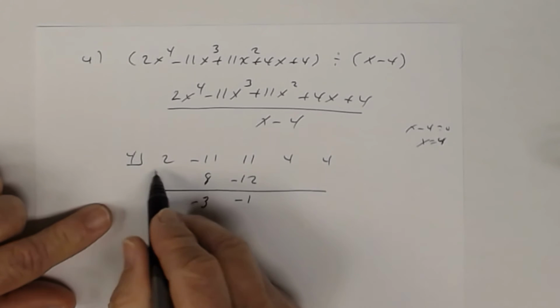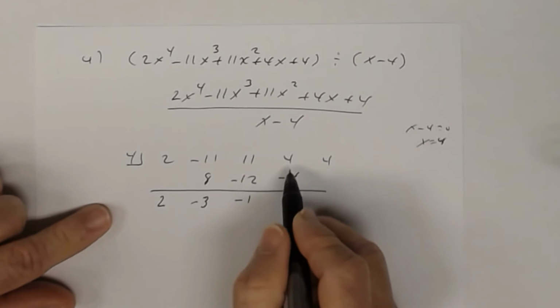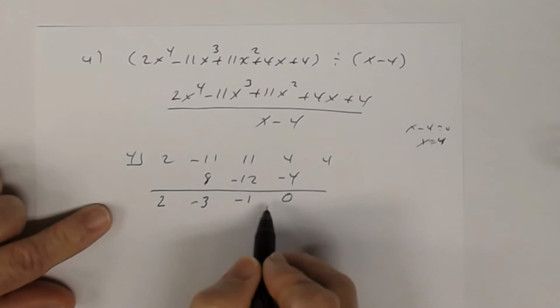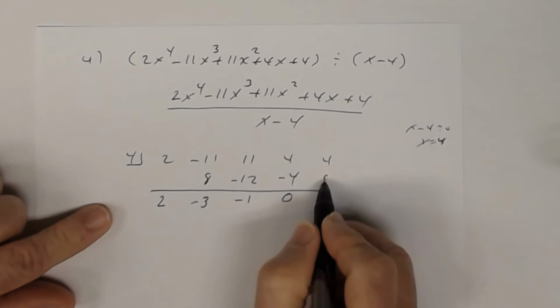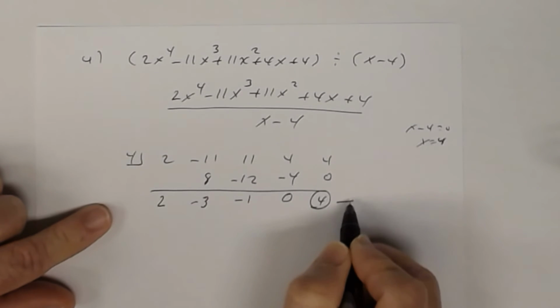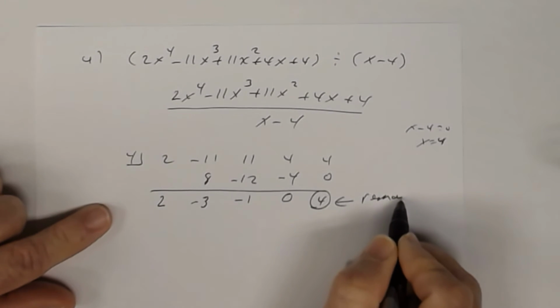Then you multiply. 4 times negative 1 is a negative 4. That must go into the 4. 4 and negative 4 is 0. Then you multiply. 4 times 0 is 0. And then you add, and you get 4. So there's your remainder. Okay.